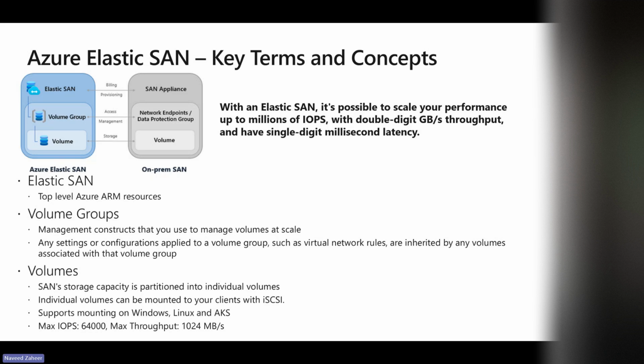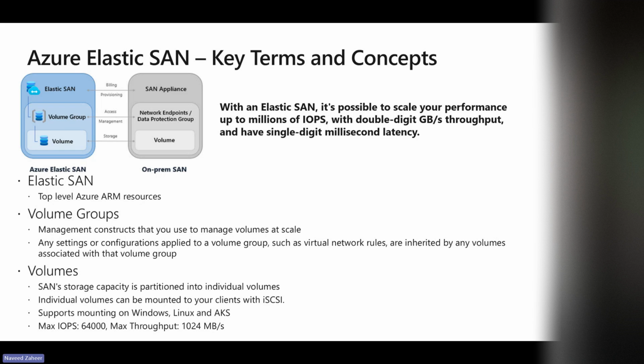With volume groups, you control network access to different volumes. So for example, take a step back. You create a SAN for your mission critical workloads. They can come from different applications, different teams in your organization. And you want to make sure that each team can access their own storage in the storage area network that you have created.